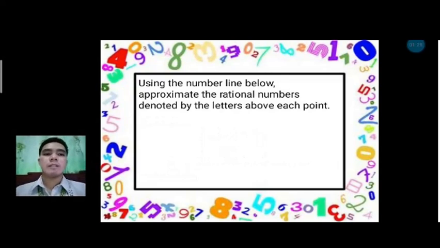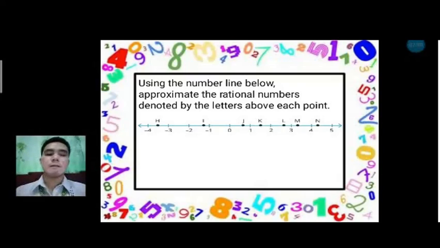So let's have this activity. Using the number line below, approximate the rational numbers denoted by letters above each point. Given the number line with points named by letters, let's approximate or estimate the value of each point. For you to answer that, you can pause this video.